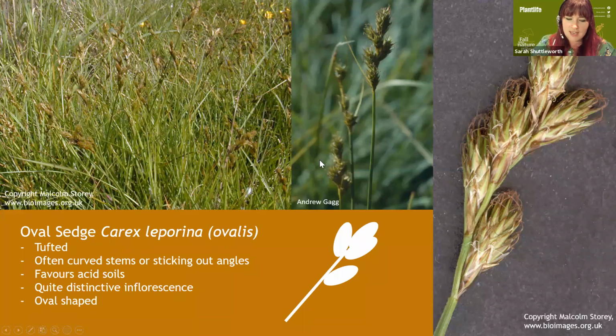It's just that's all I've got access to, but it still gives you the vague idea that you can see these sort of slightly darker lumpy bits in the grassland, and that's quite distinctive of oval sedge.